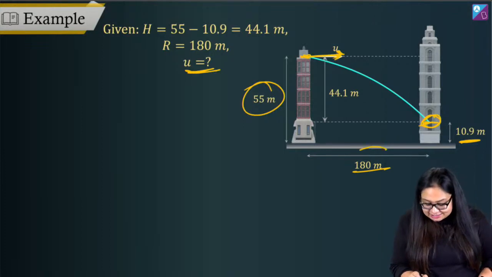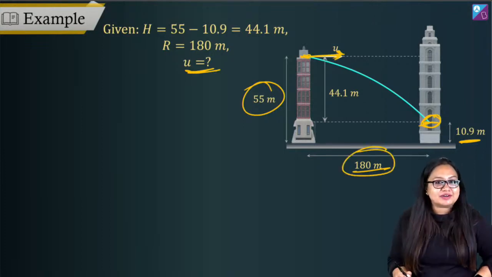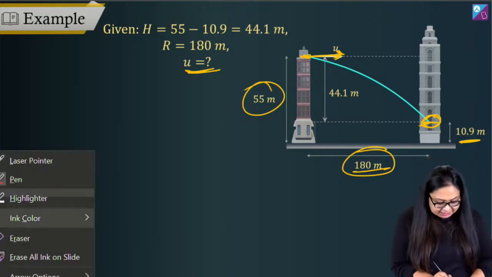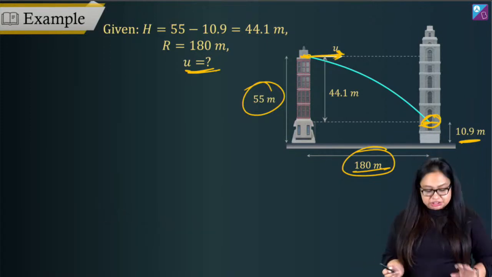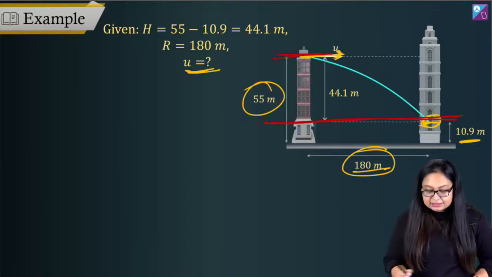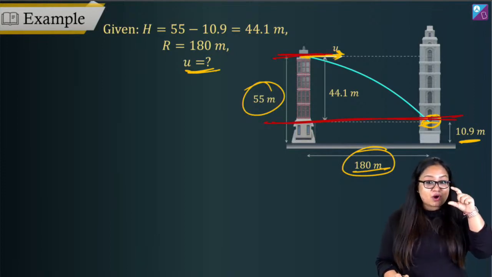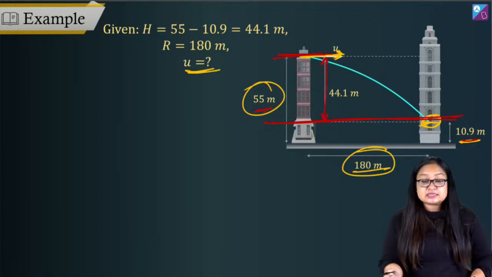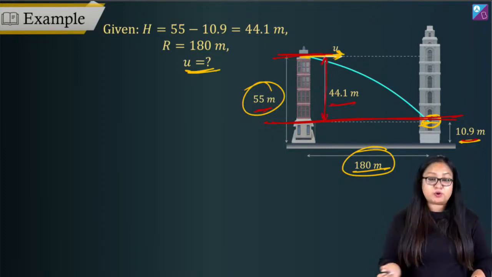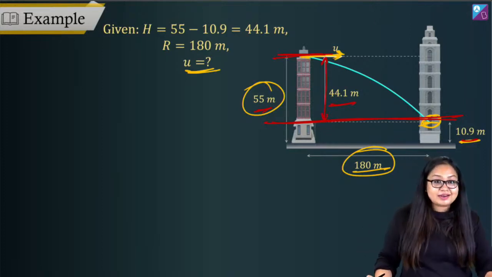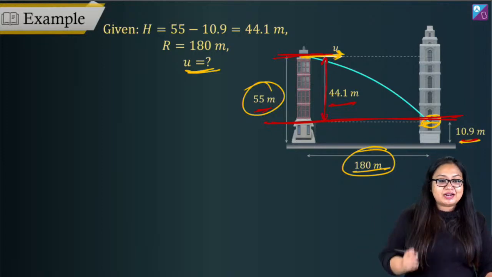Yes, range is given to us and height is also given, right? For this particular horizontal projectile, do you see that? Effectively, the projectile is going from this to this, right? So height for the horizontal projectile will be 55 minus 10.9, which is 44.1 meters, right? Okay, all right. Using this, we can find out time of flight.